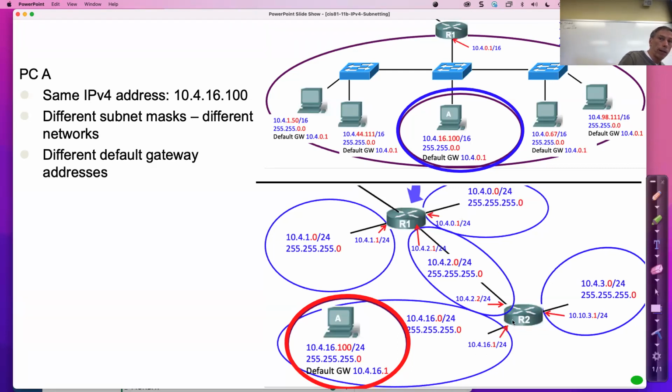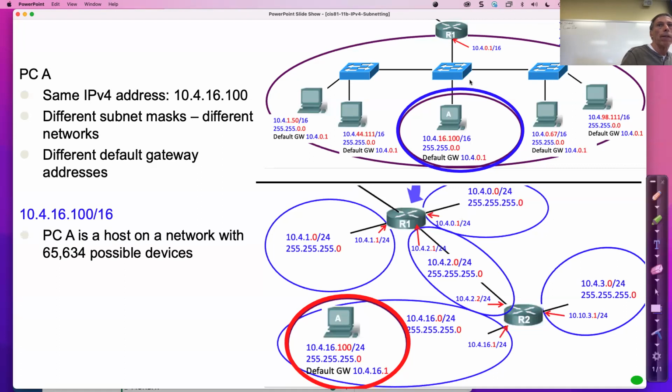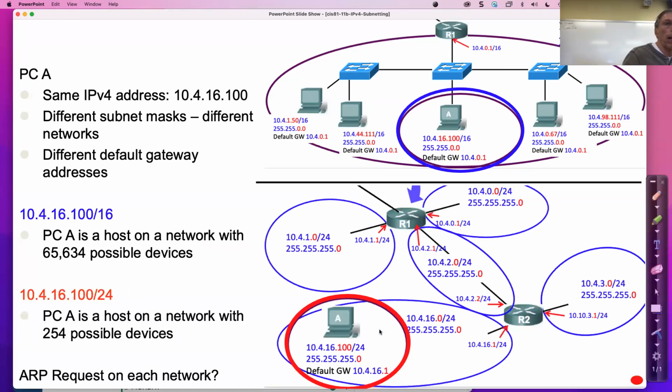So notice our router here, the default gateway, has an IP address on the same subnet as the device, 10.4.16. We gave it the first address, .1. This network here had 65,534 possible devices. I got it right there. Here, though, it's just one device on a smaller network of 254 possible devices.